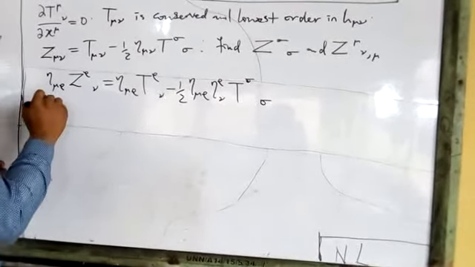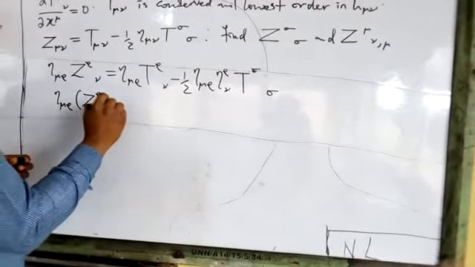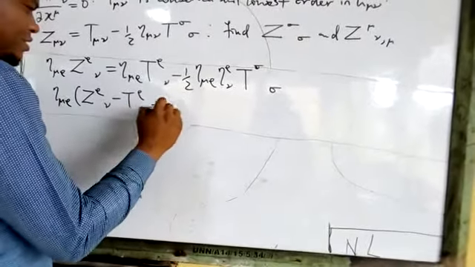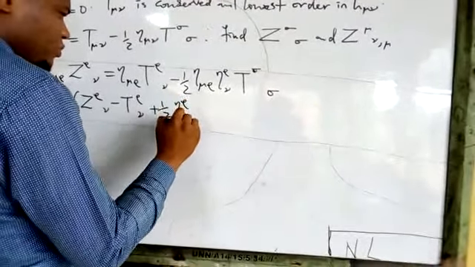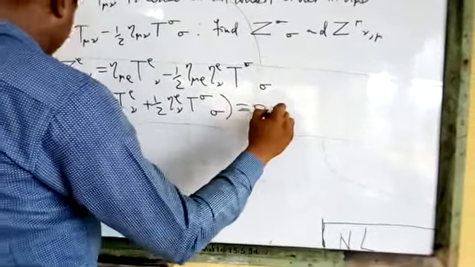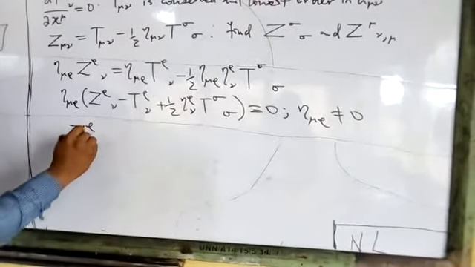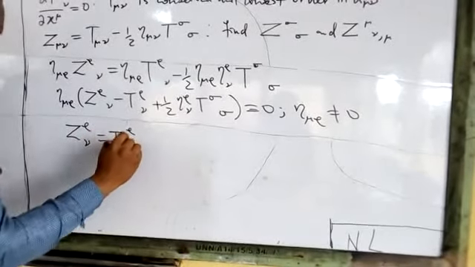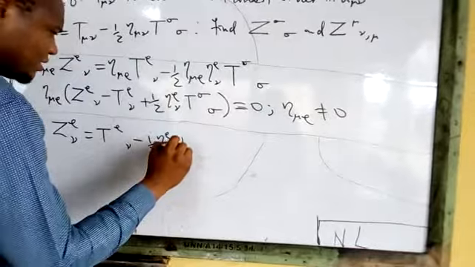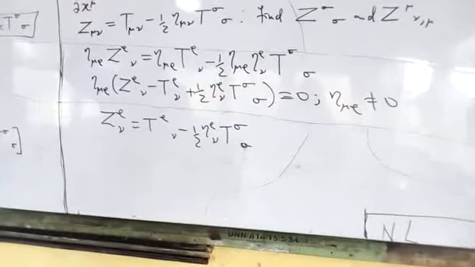At this point, I can write this whole expression as this: Z rho nu minus T this, and then plus half rho nu T sigma sigma equal to 0. And of course, I will say that this is not 0, so that in the end, Z rho nu is simply equal to T rho nu minus 1 over 2 eta rho nu T sigma sigma. Yeah, so this is what I've got.